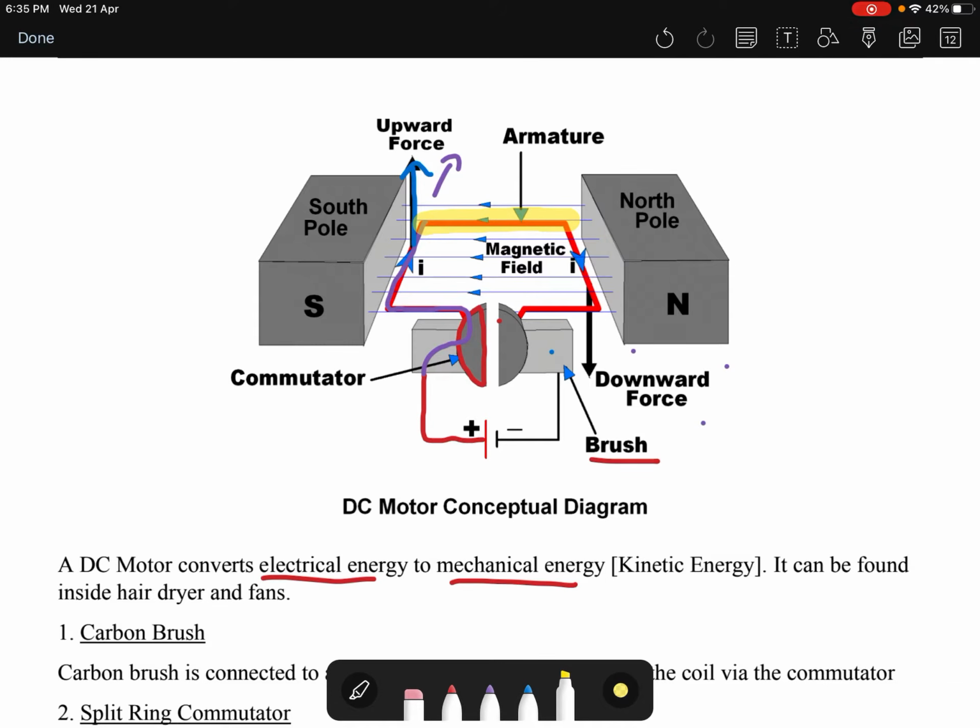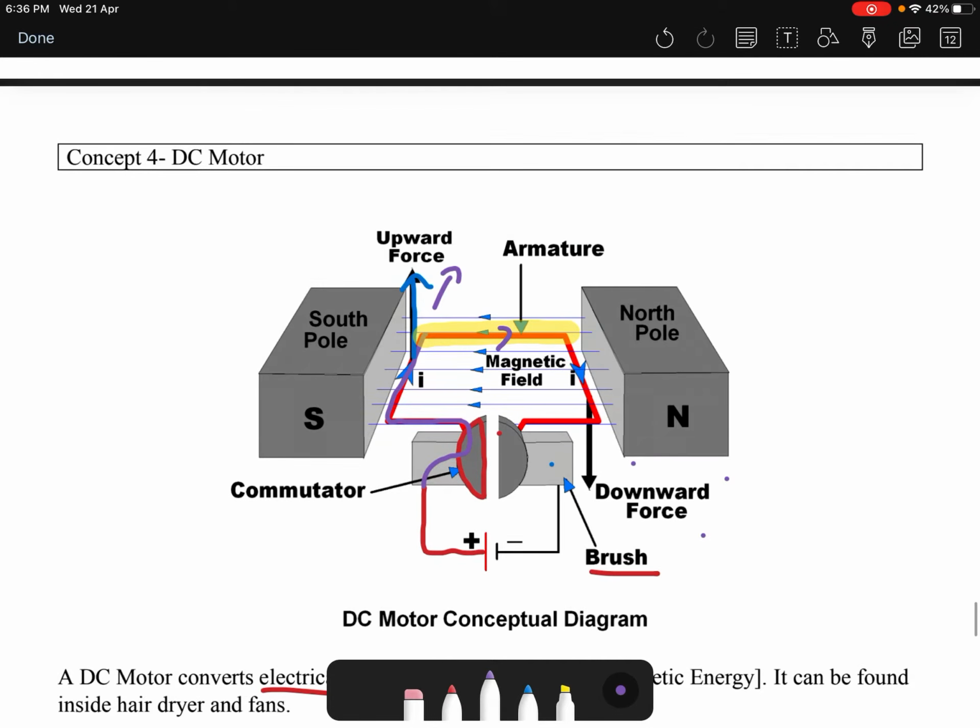Then of course the current will flow through this particular section. At this section, the wire will not experience any force, because remember, in order to experience force, not only must your wire carry current, it must be perpendicular to your magnetic field. But at this point, your current and your magnetic field are parallel. So this is parallel, hence it will not experience any force.